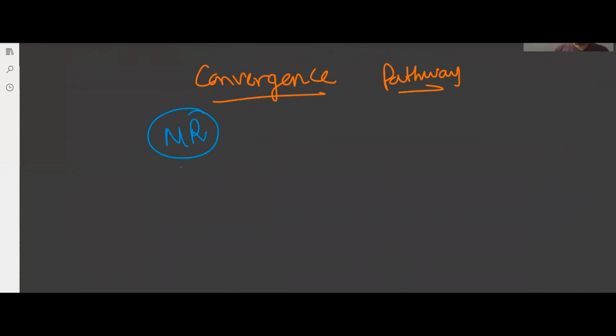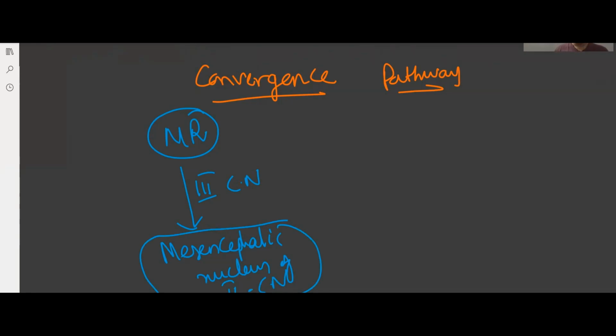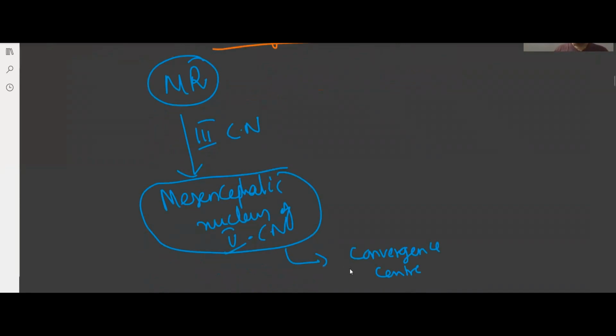So if I want to write the convergence pathway, this is the important pathway for the near reflex. It starts with convergence on the medial rectus. Then via the third cranial nerve, the impulses go to the mesencephalic nucleus of the fifth cranial nerve. From there it goes to the convergence center. Where is the convergence center? It is present in the midbrain, more ventrally.